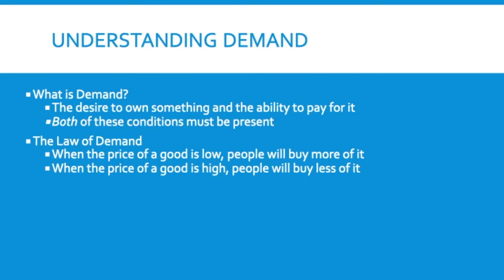And the opposite is true when price is high. People will buy less of it. So if Coke was all of a sudden $6 a 12 pack, I might not buy any of it, or I might only buy one 12 pack because you don't want to spend any more of your money on one thing than you have to, because then there's less money you can spend to buy other things.